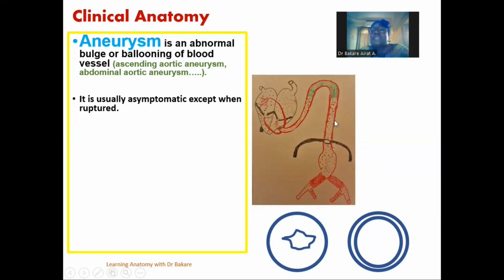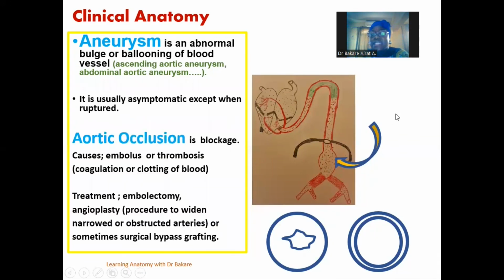There's going to be an expansion or an enlargement of the vessel, and that is what is seen around this region. And when this occurs, it is asymptomatic except when it ruptures. Then we have the aortic occlusion. Occlusion is a narrowing of the lumen, and this is caused by thrombosis or embolus. When these structures are seen, they tend to narrow or reduce the lumen of the blood vessels.